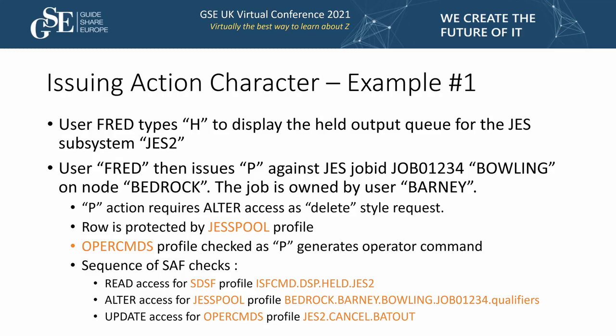Okay, so because we've got a P action, this is going to require alter access as it's a delete style request. And the row, because it's on the H panel, is protected by a JSpool profile. We are actually going to, underneath the covers, generate an operator command. So we're also going to do a SAF check against the opper commands profile. Okay, so we have a sequence of 3 SAF checks.